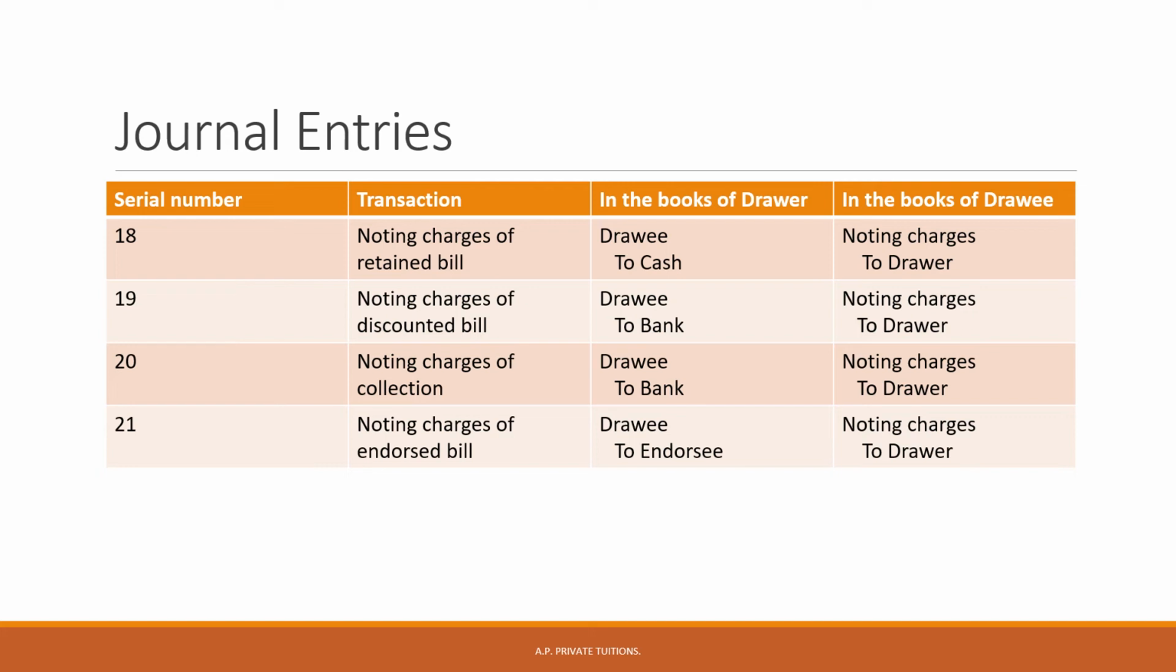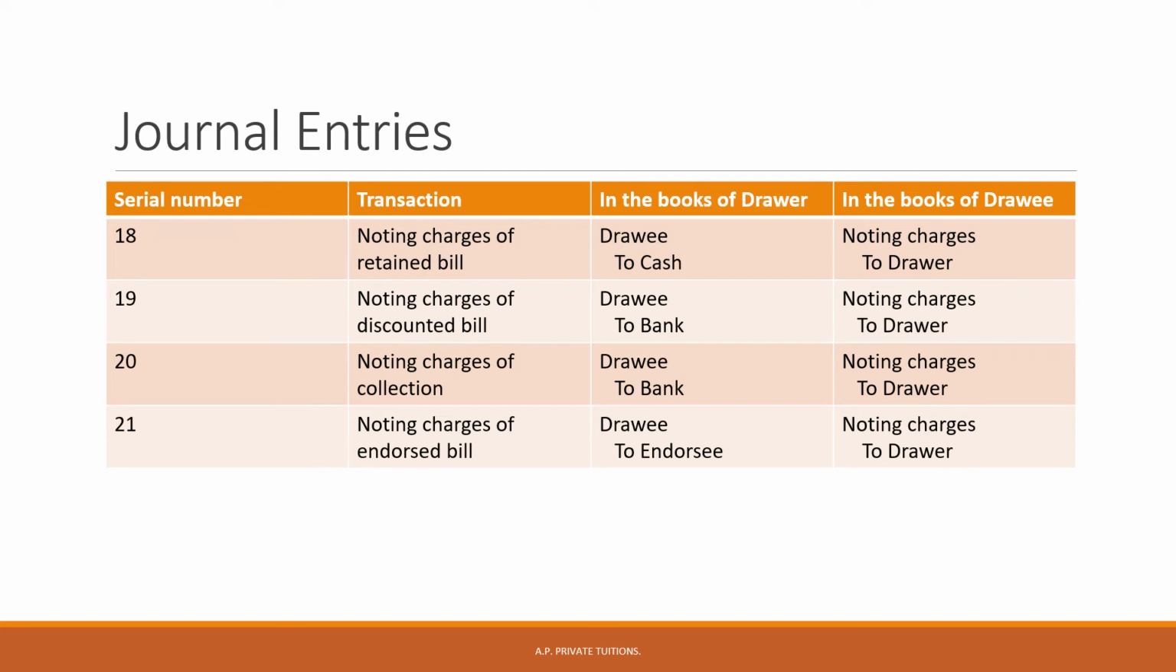So you can see the entries. As I said, for dishonor, drawee is always debited. Same in case of noting charges also, drawee is always debited in the books of drawer. You can see drawee is debited in the 18th entry. In the 19th entry also drawee is debited. 20th entry also drawee is debited. 21st entry also drawee is debited.